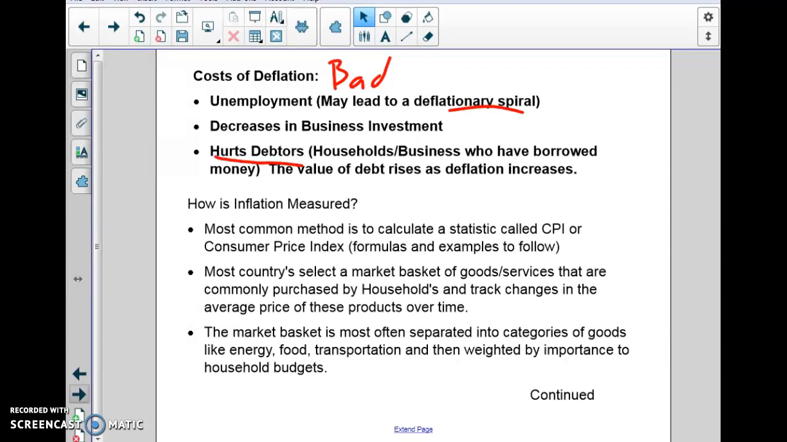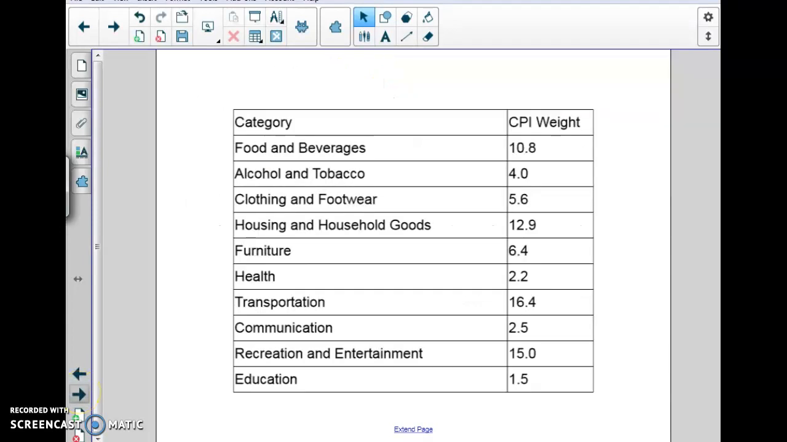Now, let's get into how inflation is measured. We know that we most commonly use the CPI. We've looked at that before in Unit 2. We've talked about the market basket, the categories of goods. We'll look at it in more detail in a bit. Here are some of the categories of goods. You can take a look at those.